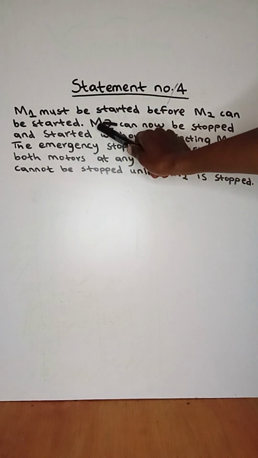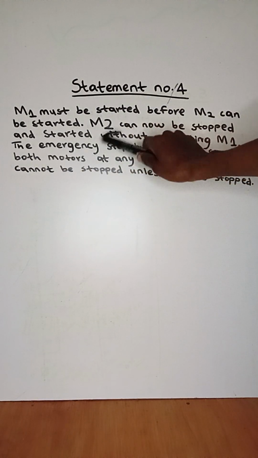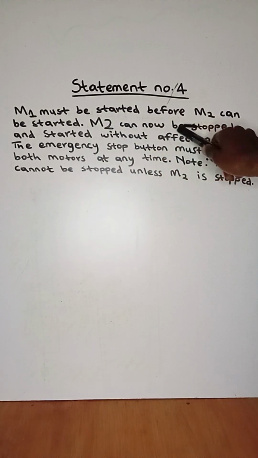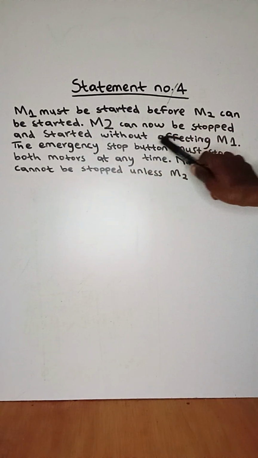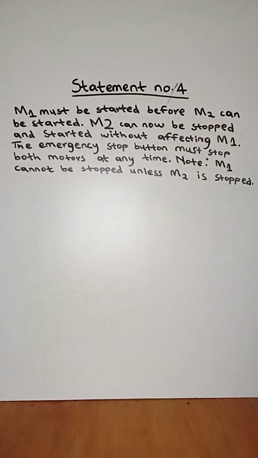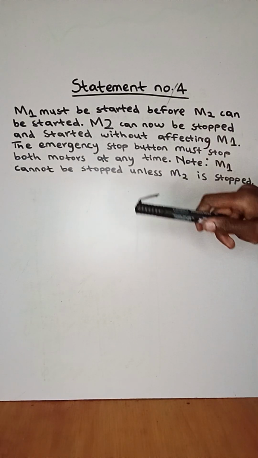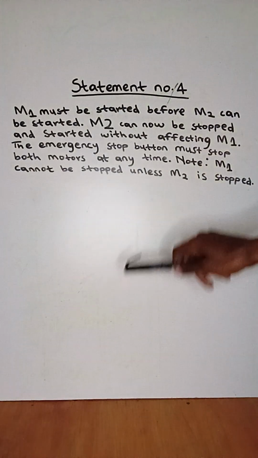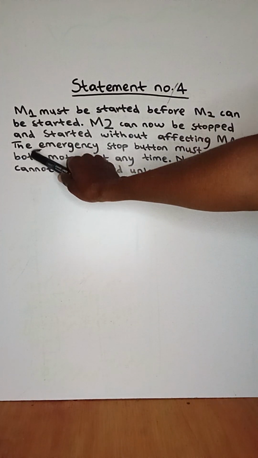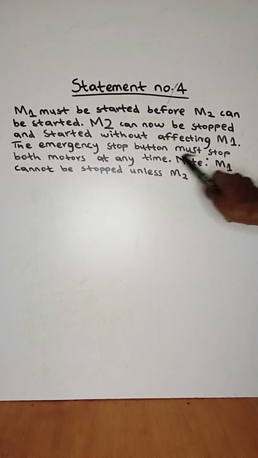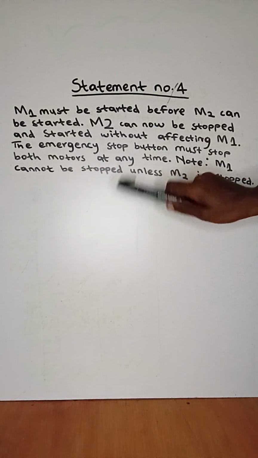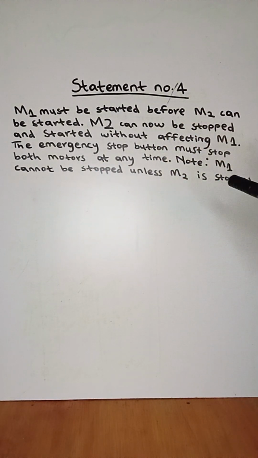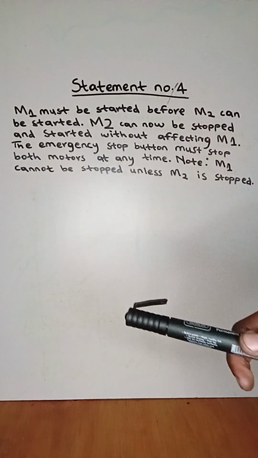So sentence number 2 says Moto 2 can now be stopped and started without affecting Moto 1. Also this sentence is the one that we did from statement number 3, 2, and 1. And then it says the emergency stop button must stop both motors at any time. Also this statement we did from statement number 3, 2, and 1.